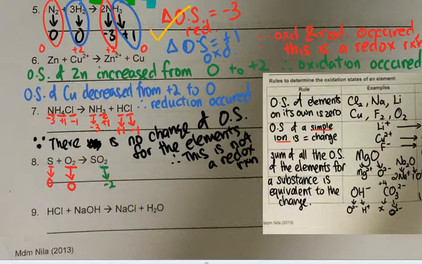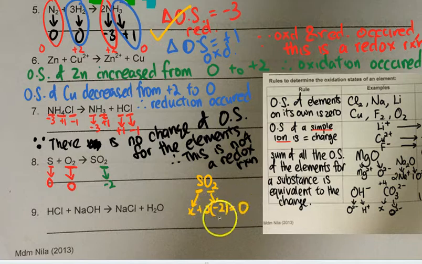So now let's determine the oxidation state of sulfur. We know that in SO2, oxygen is a minus 2, but how many of them do they have? We have 2 of them. We say that sulfur maybe is an X, we do not know the charge. So X plus 2 times minus 2 is equal to 0, and we will realize that X is equal to plus 4. So in this case, my sulfur is a plus 4.